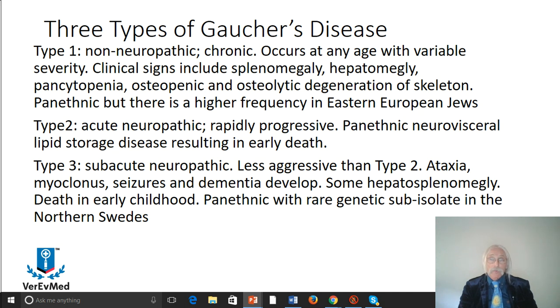Type 2 Gaucher's disease, far more severe. This is known as acute neuropathic. Okay? It's rapidly progressive once it comes on. It happens to very young children, infants, in fact. It is pan-ethnic. It is a neurovisceral lipid storage disease by trade, and it results in early death. Again, there is no known cure, except if we're talking about gene therapy, which has not really been pursued here for this disease. There aren't any drugs for these diseases. Right? We know a lot about them.